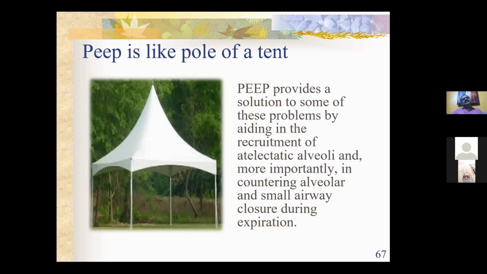And it also prevents the smaller airways from collapsing. So if there is a positive pressure, the chance of the alveoli and the smaller airways collapsing will be less. Like the pole of a tent, it will keep the alveoli from collapsing. That's what a PEEP does.